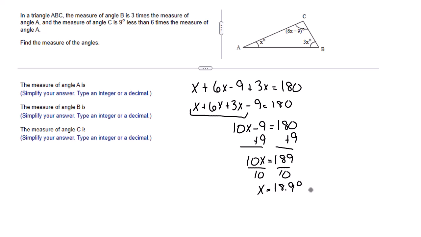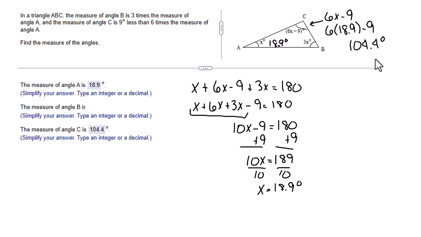And this is degrees. Now let's look back at our triangle. X is 18.9 degrees. But what about this angle? This angle is 6x minus 9. We know what x is, so let's put that in. 6 times 18.9 minus 9, and that gives us 104.4 degrees. So angle C is 104.4 degrees.